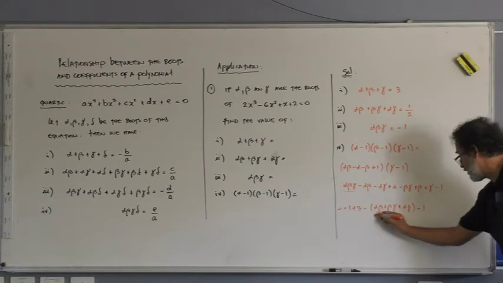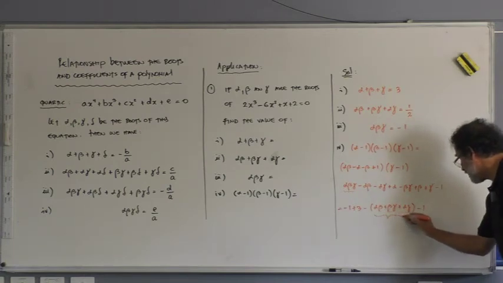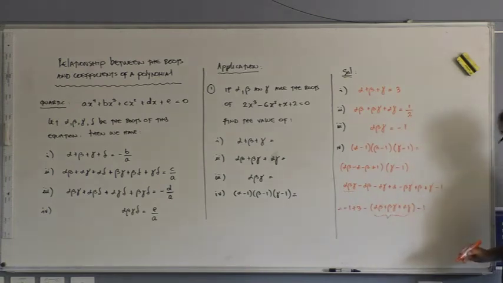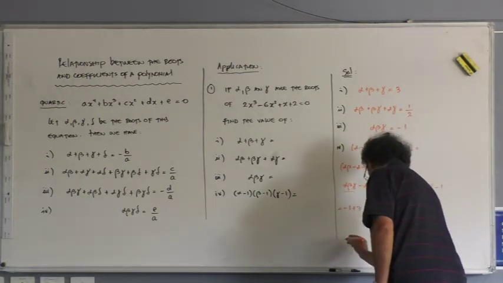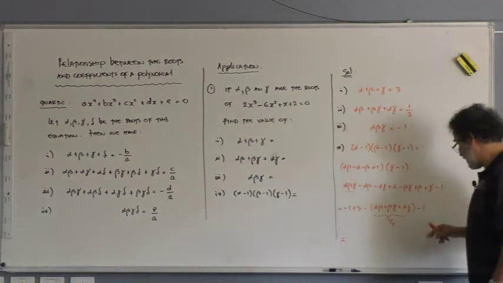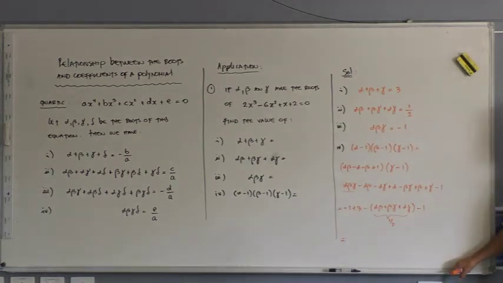But we know that this is equal to half. Then you can put all the answers in your calculator, and that's it. That will give you the answer for this unknown thing. The answer is half.